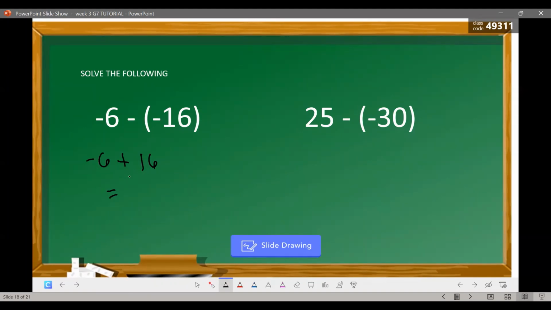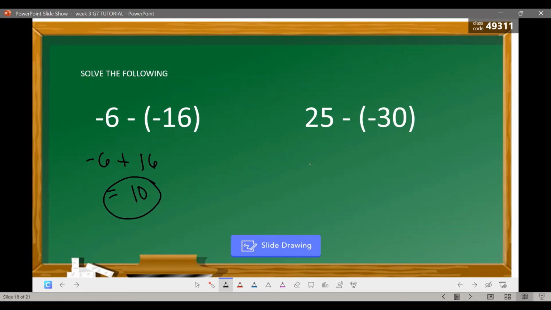Okay, unlike sign, so we have to subtract. Okay, so 16 minus 6 or negative 6 plus 16, so we have positive 10. Okay, did you get it? So 16 is much bigger than 6. So 16 is positive, so we have to copy the sign of 16, which is positive. Okay, did you get it? Okay, next.